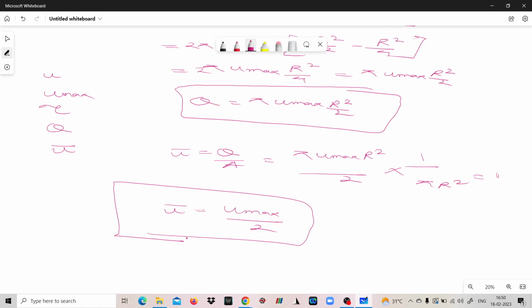So this is a very important concept. You can get one mark questions in competitive exams also. If you remember, it is a very important fact that for a pipe flow, the average velocity is half of the maximum velocity. This is very important.